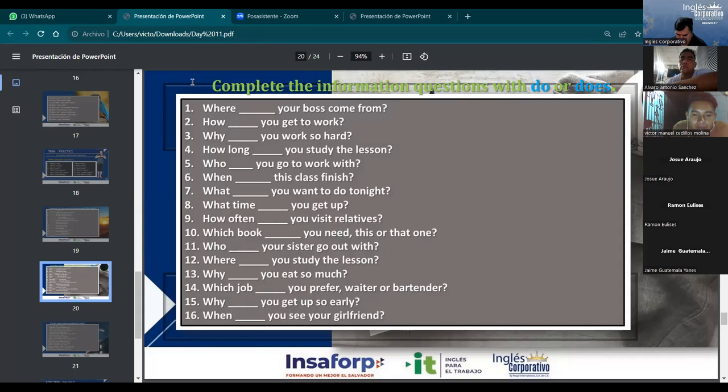Where do you come from? Ahí sería does. Where does your boss come from? How do you get to work? Do. En el de abajo creo que también es do.